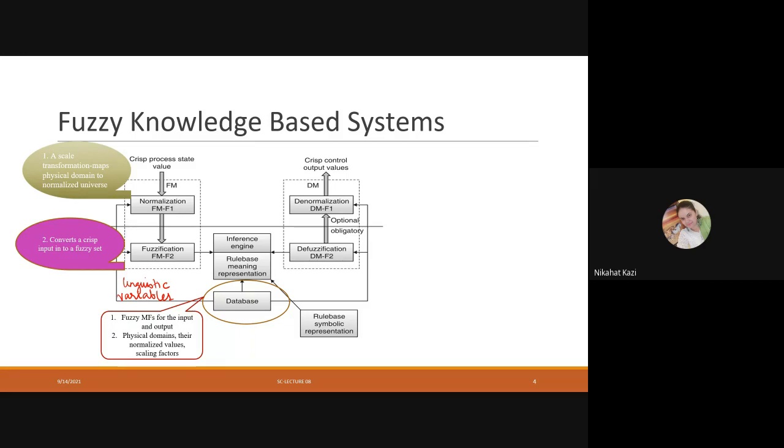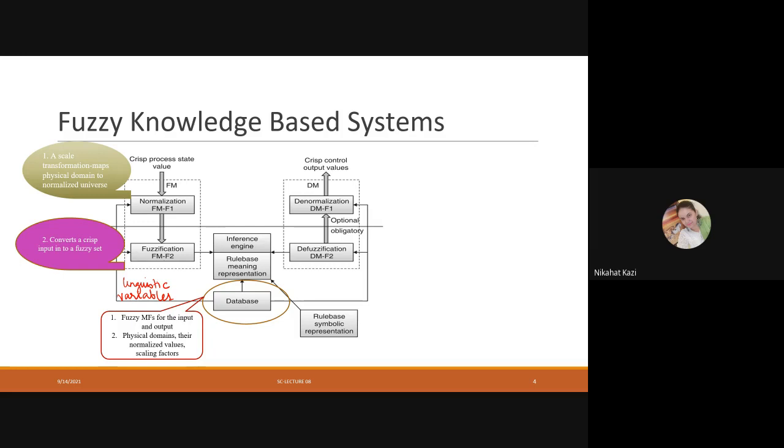Everything we were talking about so far, it is actually going to get from the database. So there's a database which is storing the fuzzy MFs, the physical domain values, the normalized values, the scaling factors, everything goes into the database. That is, all the data related to the problem is saved in the database. Plus, the fuzzy membership functions for the input and for the output are also saved in the database.